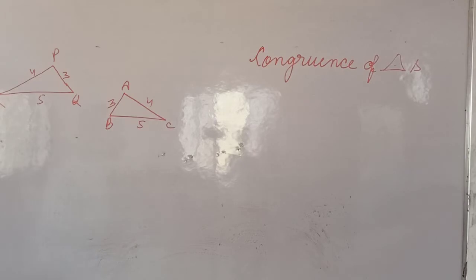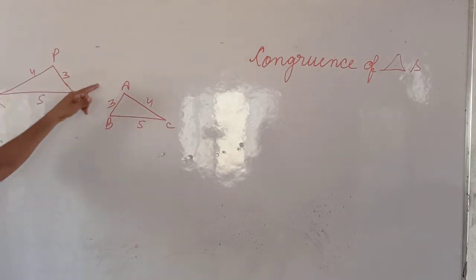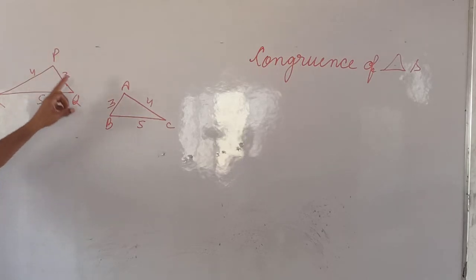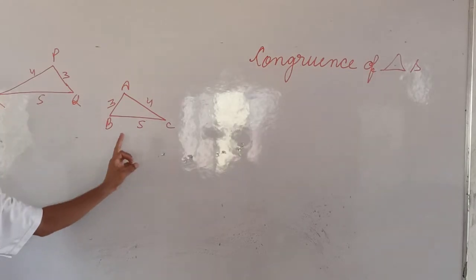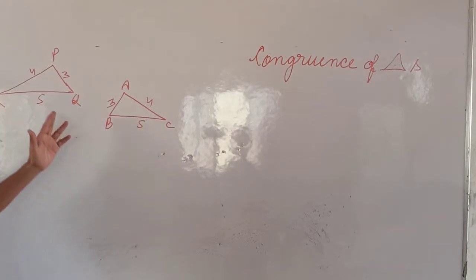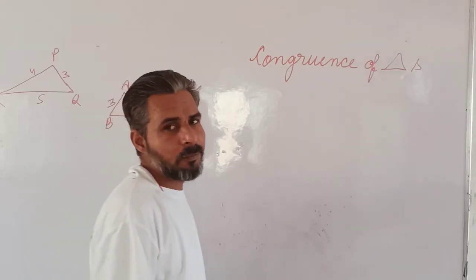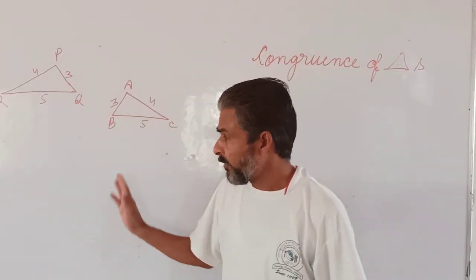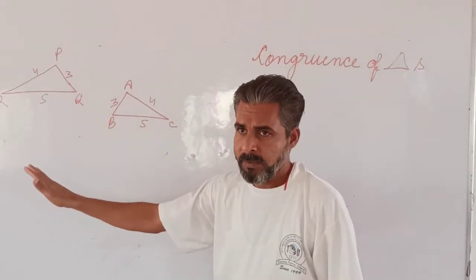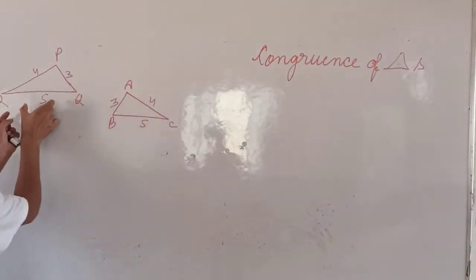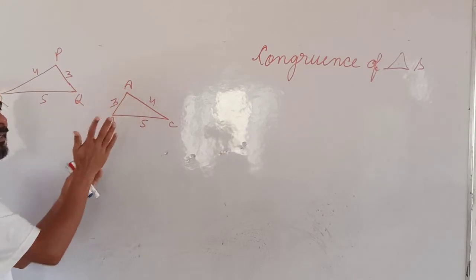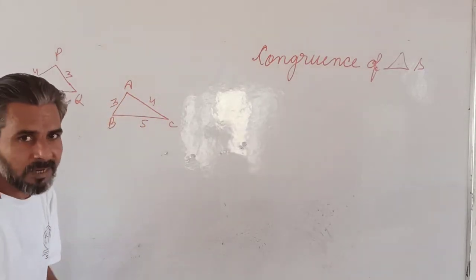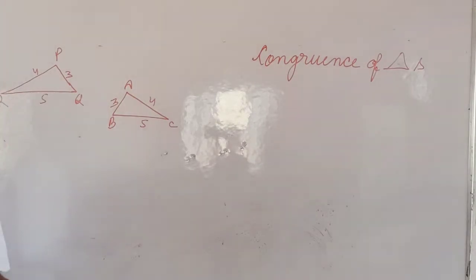now here we have 2 triangles ABC and PQR, in which side AB equals PQ, side PR equals AC, and side RQ equals BC. 3, 4 and 5 centimeters each. Then we can say these 2 triangles are congruent. How? If we take out that triangle and try to overlap this triangle, then it will completely overlap that. That's why these 2 are congruent triangles.